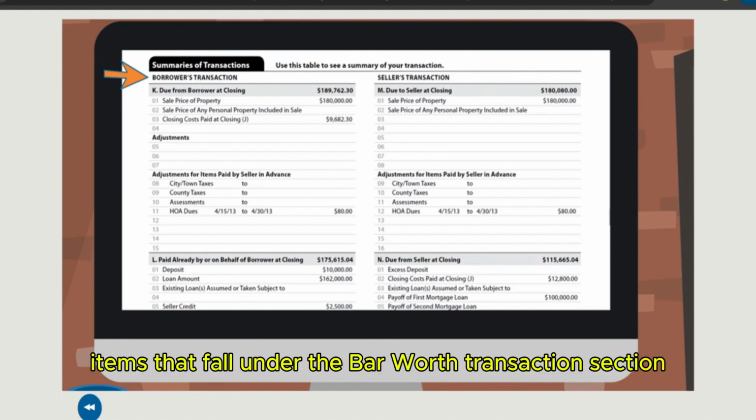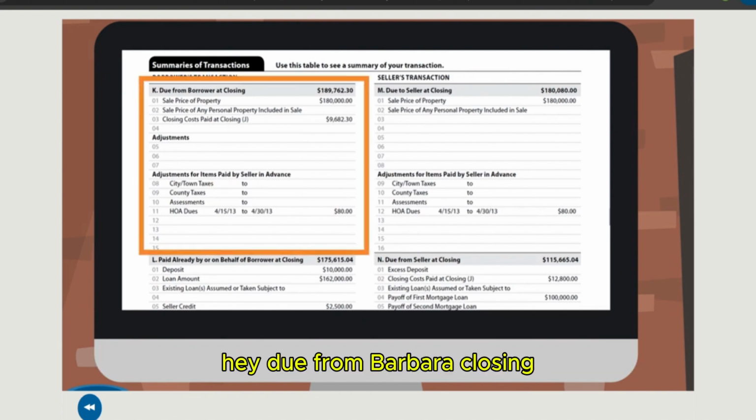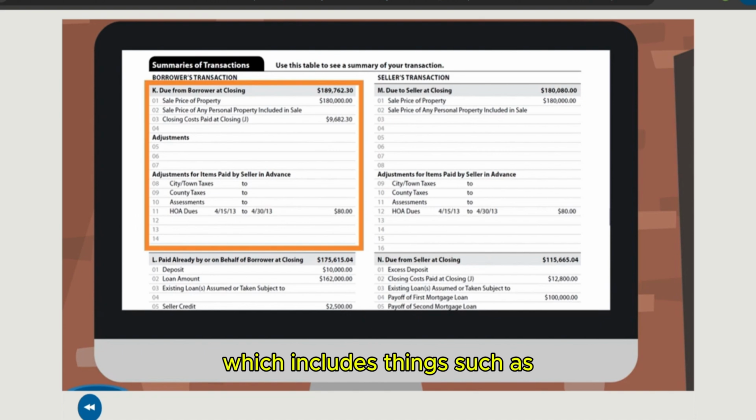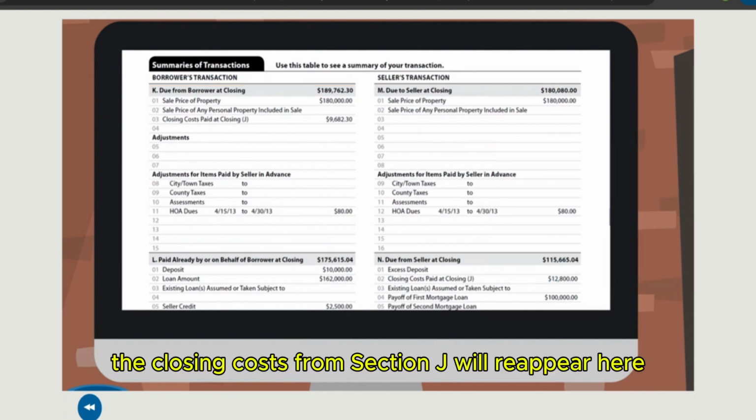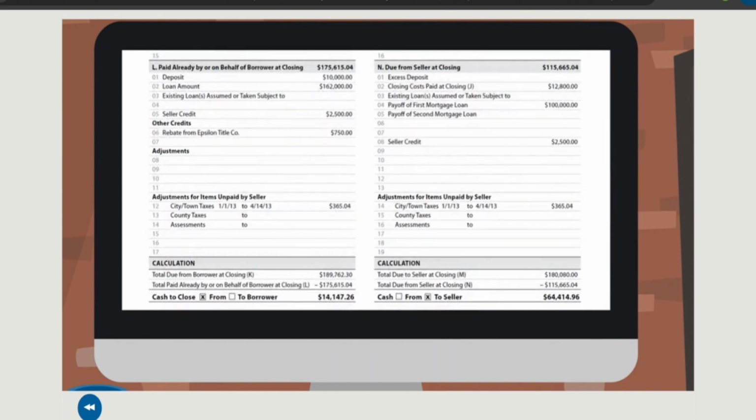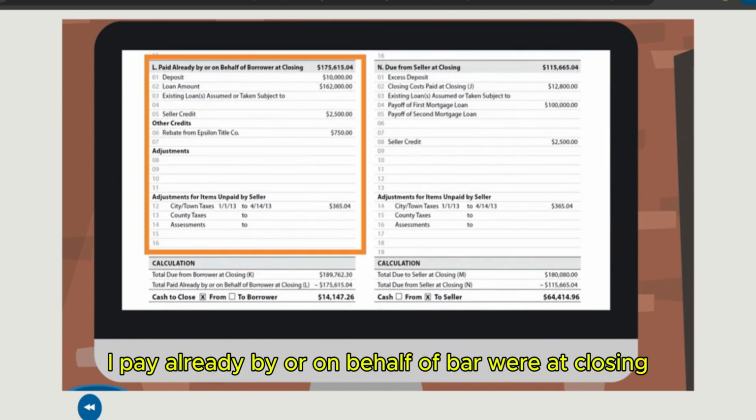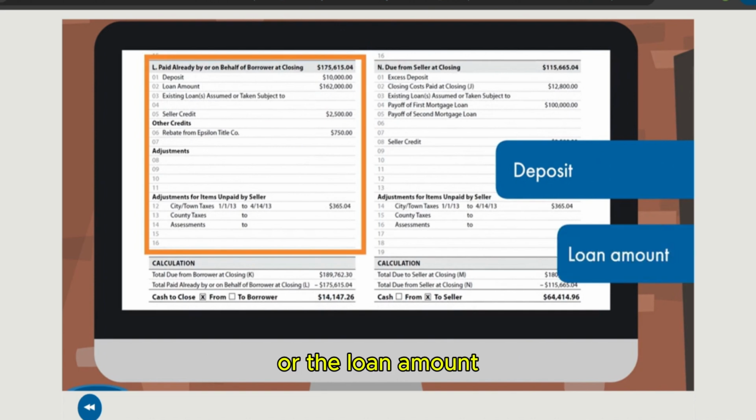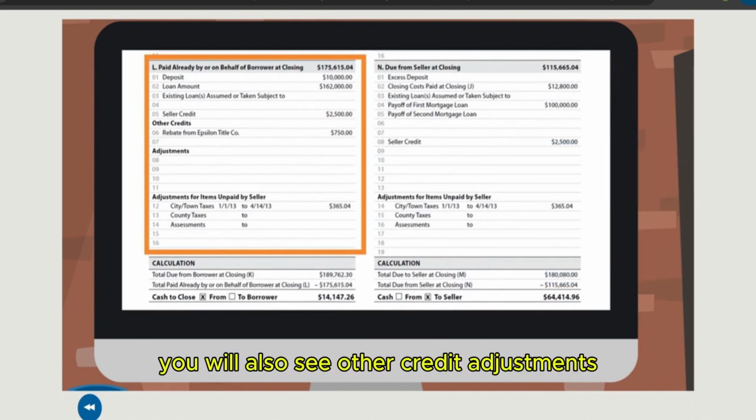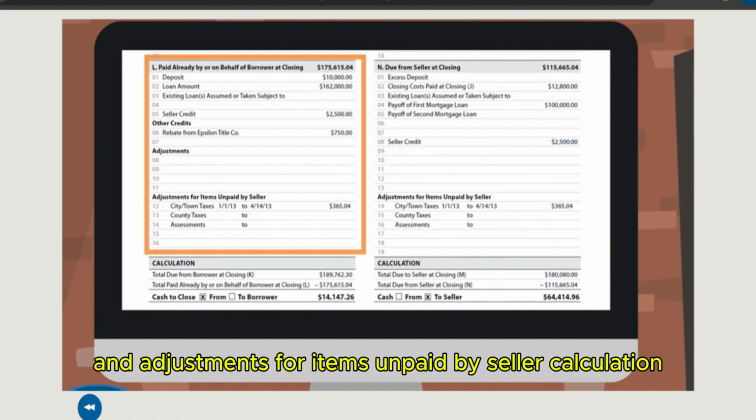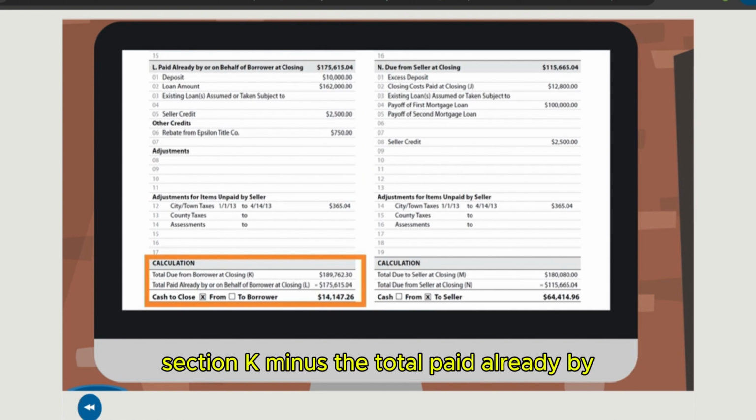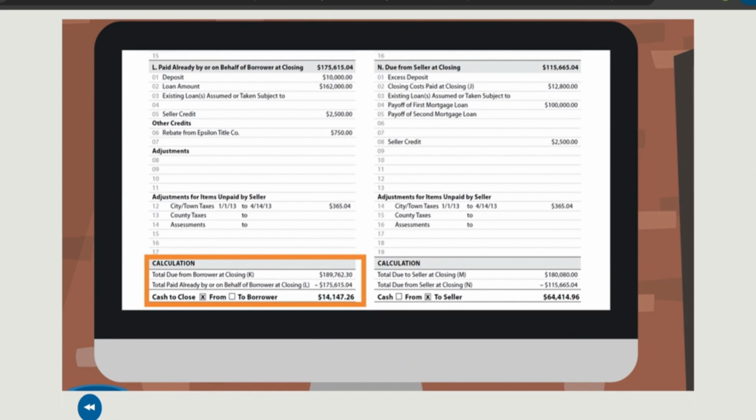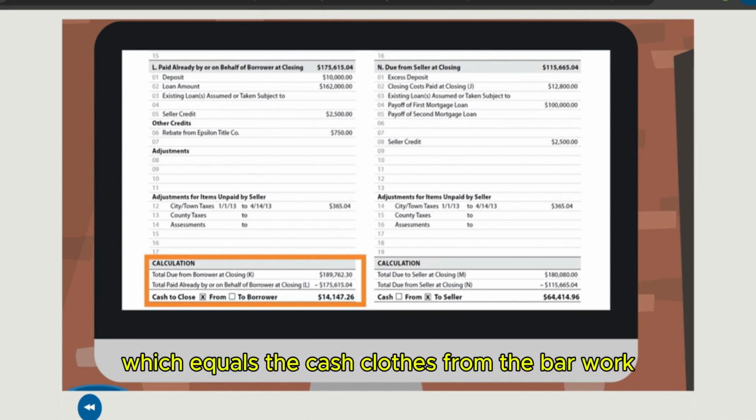First, let's look at the items that fall under the borrower's transaction section. K, due from borrower at closing, which includes things such as the sales price of the property and any closing costs paid at closing. The closing costs from section J will reappear here as they are a charge. L, paid already by or on behalf of borrower at closing, which includes things such as the deposit or the loan amount. You will also see other credit, adjustments, and adjustments for items unpaid by seller. Calculation, which is the total due for the borrower at closing, section K, minus the total paid already by or on behalf of borrower at closing, section L, which equals the cash to close from the borrower.